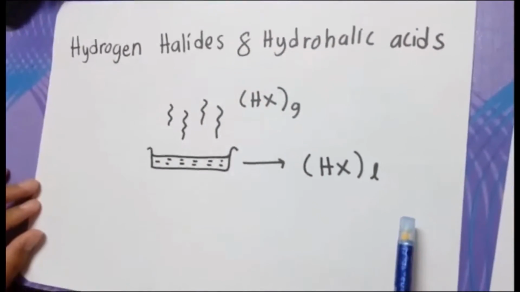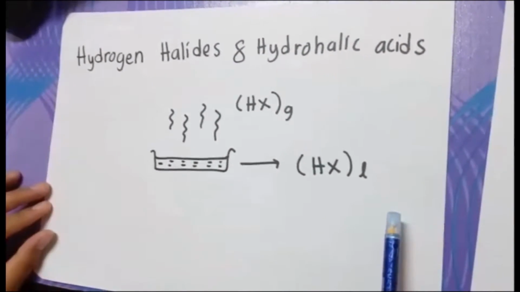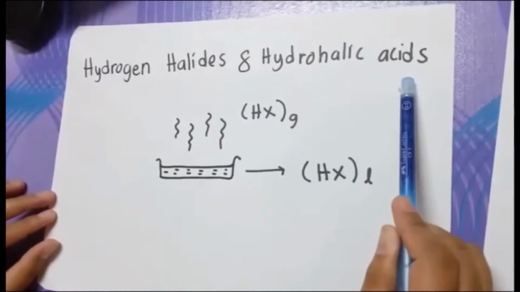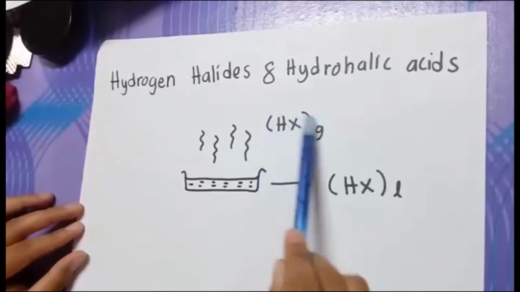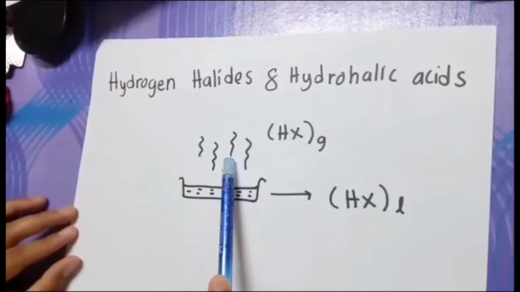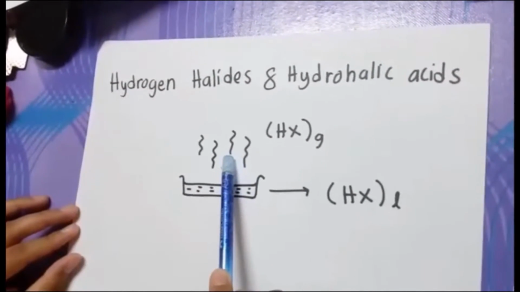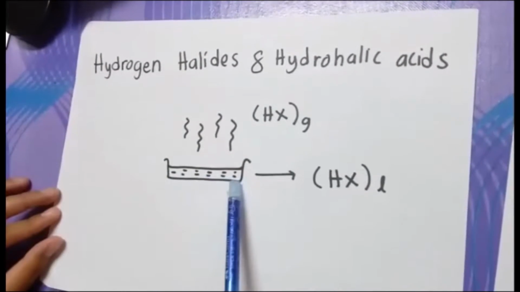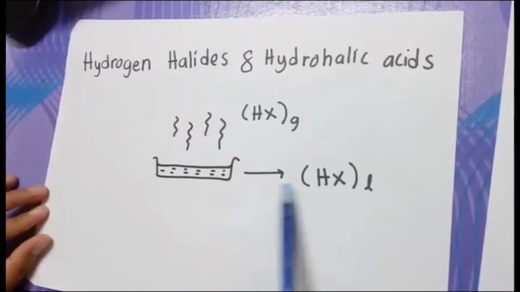Hydrogen halides and hydrohalic acids. So what are hydrogen halides and hydrohalic acids actually? Hydrogen halides are colorless gases with a very sharp and stinging odor. So when they dissolve in water, they will form a hydrohalic acid.